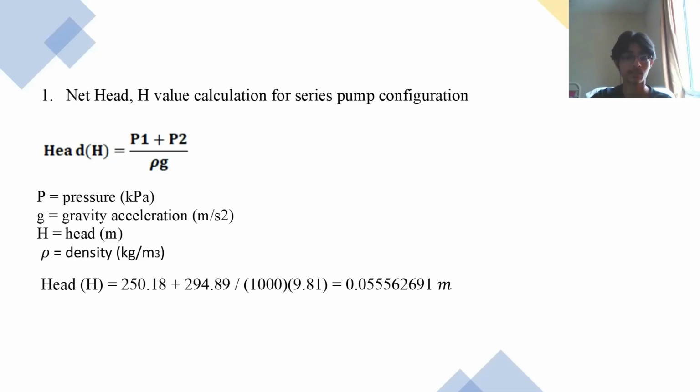So this is the calculation for series pump configuration. The formula is head equals pressure 1 plus pressure 2 over rho times gravity. In the example that I have provided, 250.18 is the pressure delivery 1 plus 294.89, which is the pressure delivery 2, divided by 1000 times 9.81, which gives 0.055562691 meter, which is the net head.